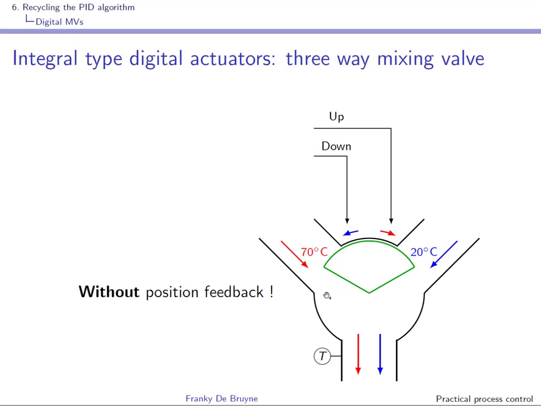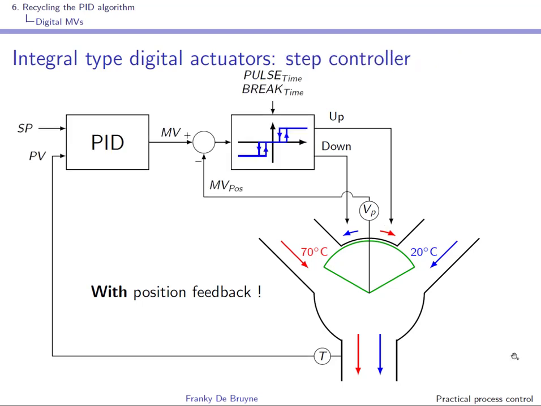In that case, you have binary outputs that signal when the valve is either fully closed or fully open. In other situations, you work with feedback, and of course you can use this feedback of the valve opening in your control. The solution of this temperature control problem comes in the form of a so-called step controller.